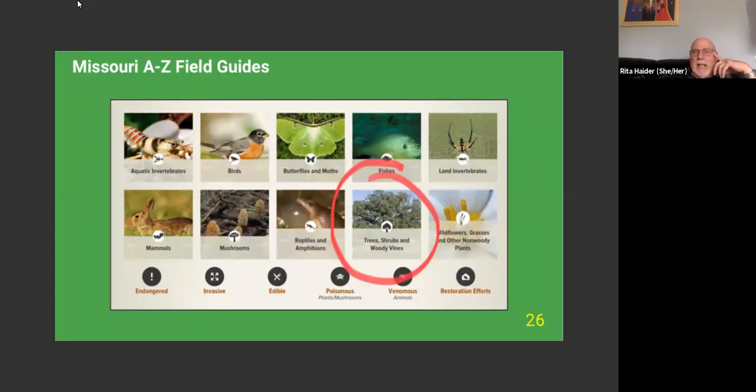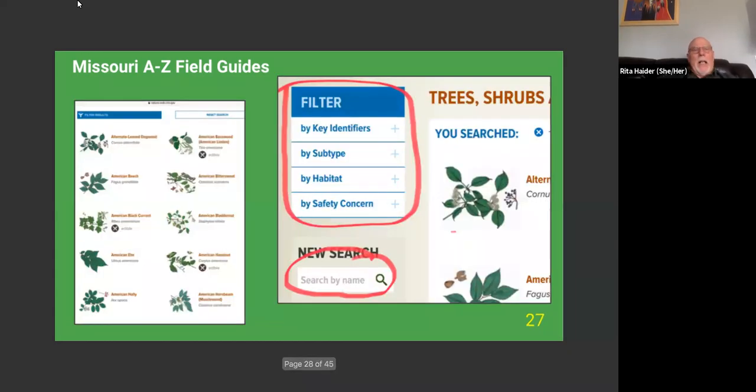I put the Missouri A to Z field guide on my cell phone or on my computer. It'll behave a little differently from one to the other, but it'll pull up bird guides, mammal guides, mushroom guides. I'm guessing those others are good. I haven't used them, but I love the tree guide. I click on that, and it'll bring up something that looks like my page on the left. It'll pull up 4 sheets of a total of about 240 plants and shrubs and vines. I can just thumb through it alphabetically and look at the pictures.